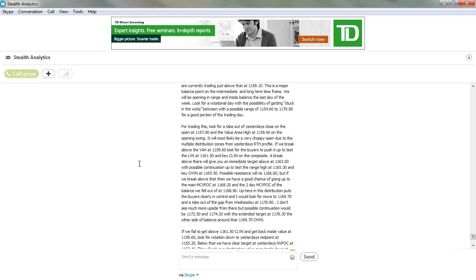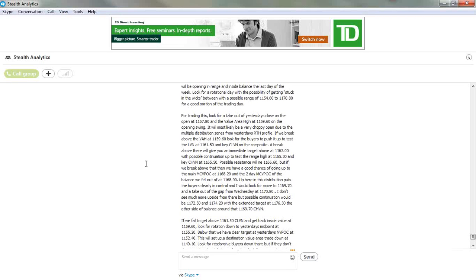Up here, the distribution puts the buyers clearly in control, and I would look for a move to 1169.70 to take out the gap from Wednesday at 1170.80. I don't see a lot more upside there, but there is possibility of continuation, and those numbers would be 1172.50 and 1174 with an extended target up at 1176.30. That's the other side of balance around that CHVN at 69.70.